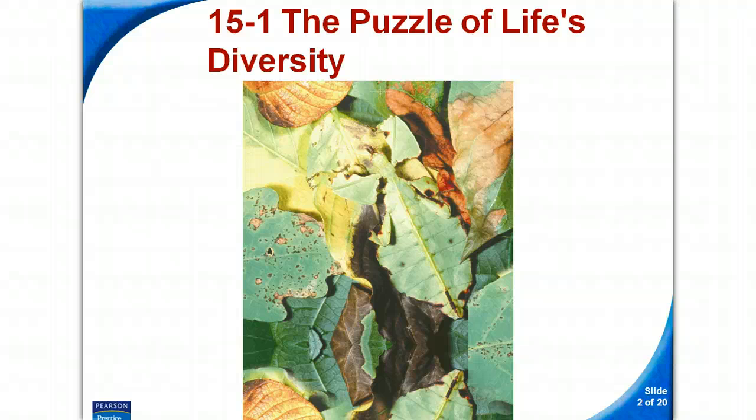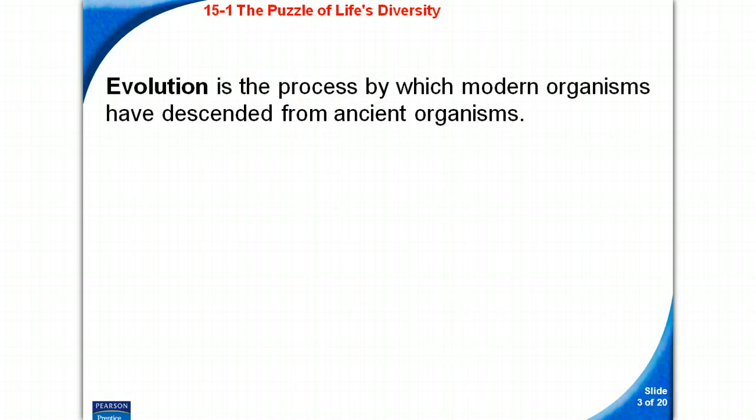Okay, today we're going to do Chapter 15, Section 1. Chapter 15 is Darwin's Theory of Evolution. Section 1 is the puzzle of life's diversity. Evolution is the process by which modern organisms have descended from ancient organisms.